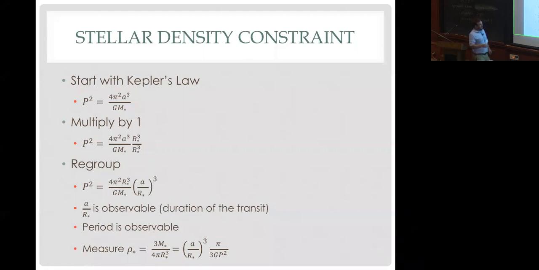So I can actually regroup, and I can say, if I just measure this, and the period here, I know the period from the frequency of transit. So I know a over R star from the duration of the transit. I know the period from the frequency of transit. I know these because they're constants. And the stellar density just falls out. And so when you observe a transit, you get the stellar density for free.